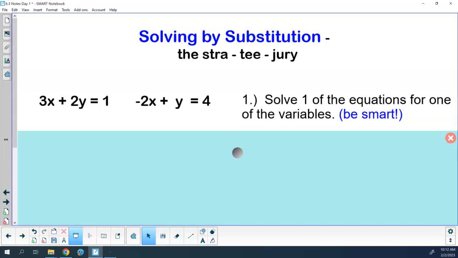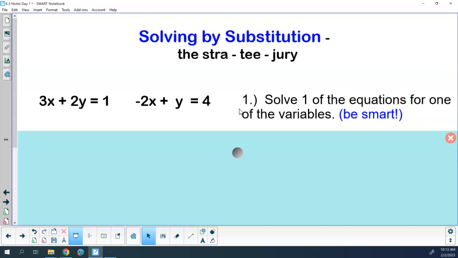Okay? Now, be smart with it. Would it make sense to solve the first equation, the left equation up there, 3x plus 2y equals 1? Would it be smart to solve that one for x? Gage, you shook your head first, maybe because I was looking right at you. Why not? It usually is, but we could solve for x, right? Okay? But why wouldn't it be smart to solve for x?